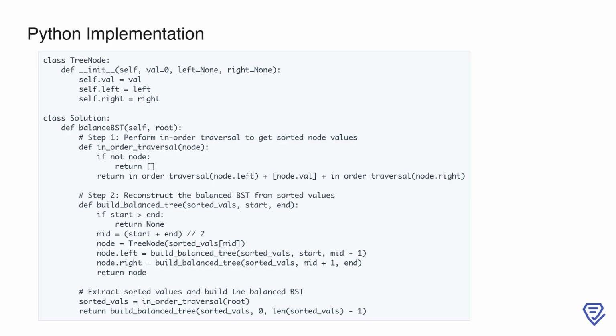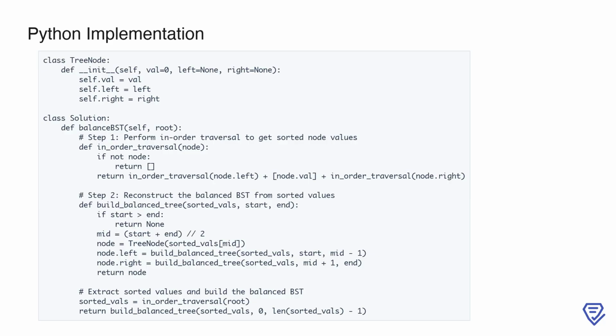The second part of the solution defines another helper function, build_balanced_tree. This function takes the sorted values obtained from the in-order traversal and recursively constructs a balanced BST. The middle element of the current range is chosen as the root to ensure the tree remains height balanced. The function then recursively builds the left and right subtrees using the elements before and after the middle index, respectively.